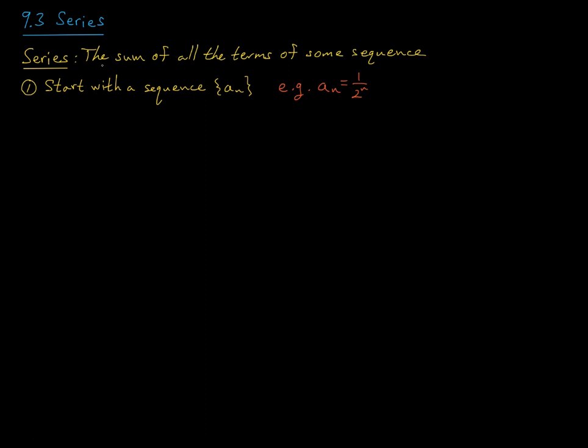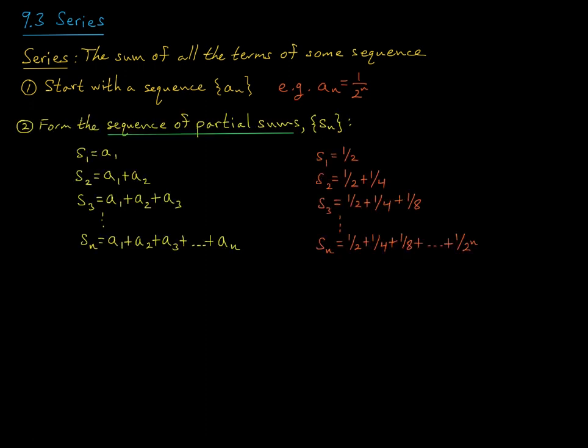Well, to do this, we're going to first start with a sequence a sub n. So in the case of Zeno's paradox, a sub n is 1 over 2 to the n. And then we'll form what we'll call the sequence of partial sums, which I'll denote by s sub n. So s1 is a1, s2 is a1 plus a2, s3 is a1 plus a2 plus a3, and so forth. So s sub n is the sum of the first n terms of this sequence a sub n.